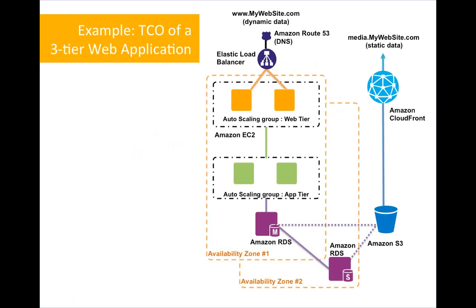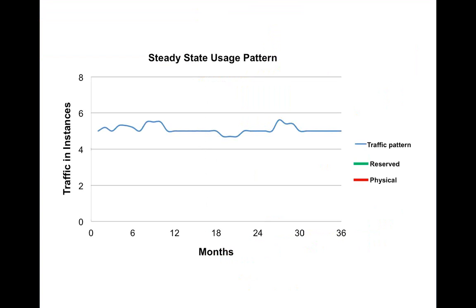Let's go on and look at an example TCO of a 3-tier web application. This is just an example architecture here with 3 tiers, a web tier, an app tier, and a database tier. So let's have a look at an example in there. The first we're talking about is the steady state usage pattern. In the steady state usage pattern, you can see that the usage is pretty flat, and maybe you need between 4 to 6 or 5 to 6 instances most of the time, but it's pretty predictable.